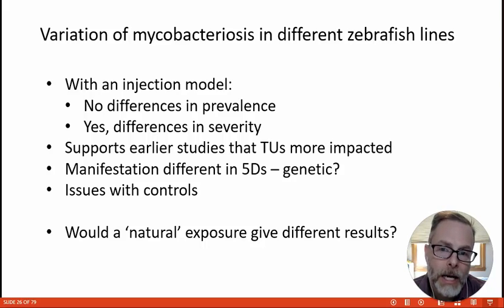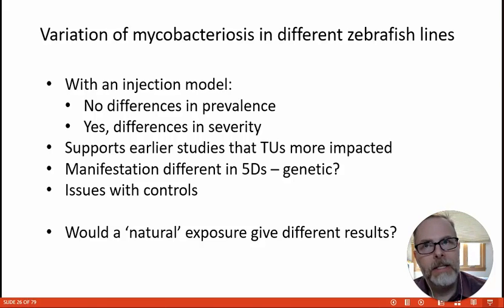All right, so to finish up. A reminder back to that idea that we injected all these fish. So we're really circumventing any sort of natural exposure mechanisms or resistance mechanisms from the fish perspective. We still did see differences in severity of disease with the TU fish in particular, but not prevalence. So it would be interesting to do this again, but using a more natural route of exposure. So TU fish definitely seem to be more impacted.